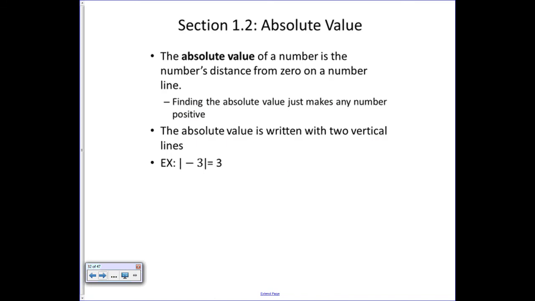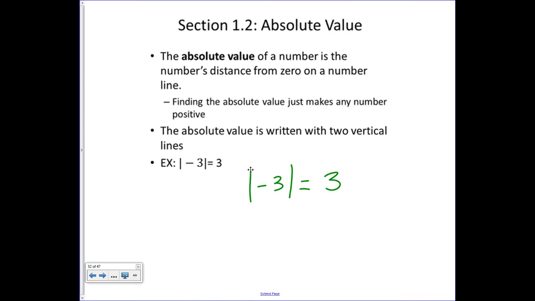Finally, we want to be able to find the absolute value of a number. The absolute value of a number is basically just the distance of that number from 0 on the number line, the absolute distance. In general, though, when you're finding the absolute value, you can just make any number positive. Okay, we write the absolute value with these two vertical bars here. So that would be the absolute value of -3. Well, if you look at a number line, -3 is 3 spaces from 0. And so the absolute value, the absolute difference from 0 is just 3.